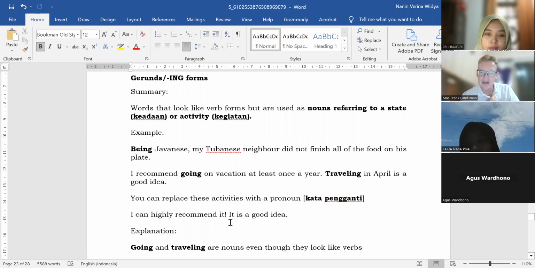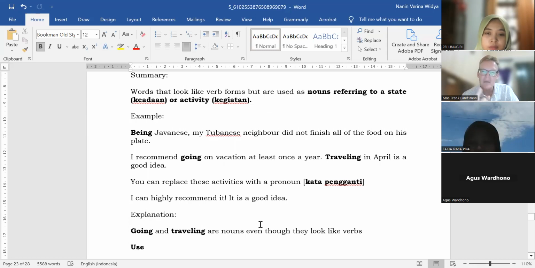It is a good idea. So the gerund or -ing form is really a noun because you can replace it with a pronoun. So it is not a V-ing, not a verb. That is, don't disturb me while I'm eating. Jangan mengganggu saya kalau saya lagi makan, ya, makan malam misalnya.